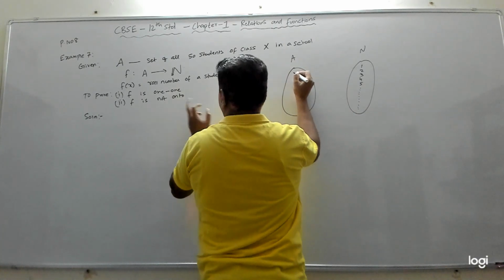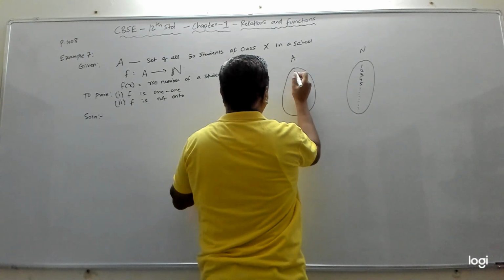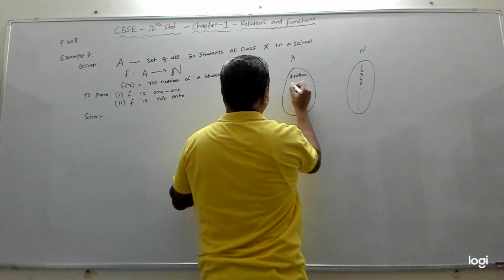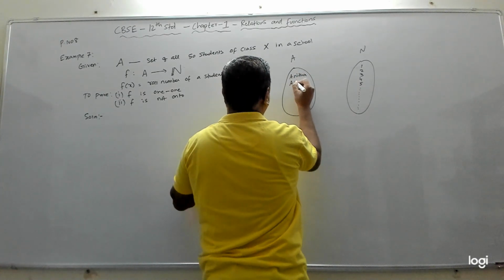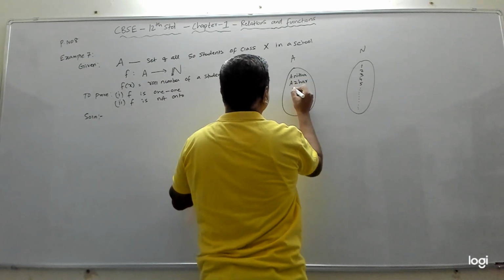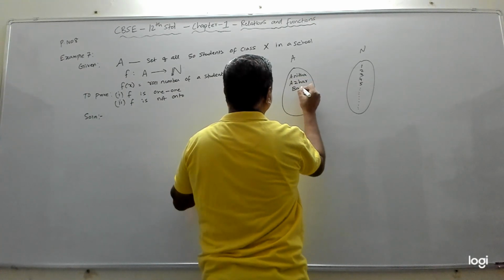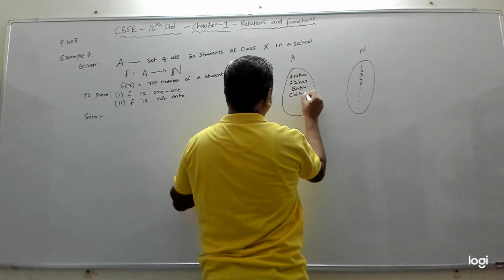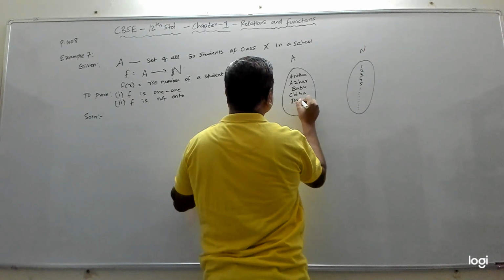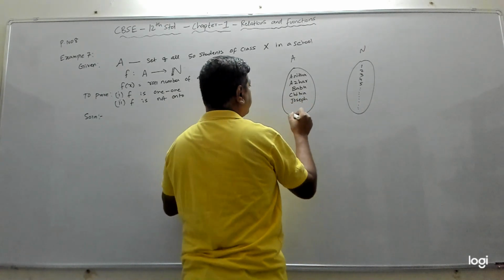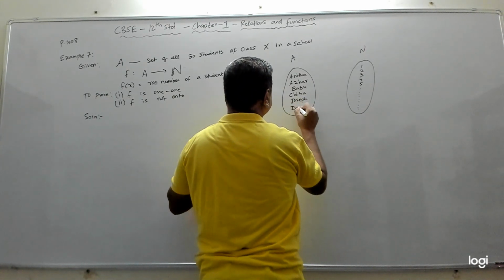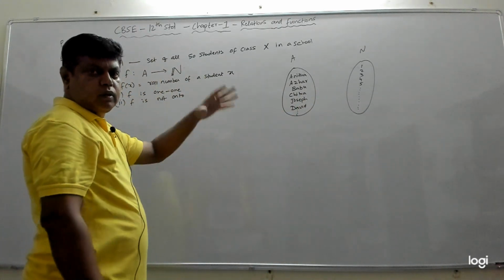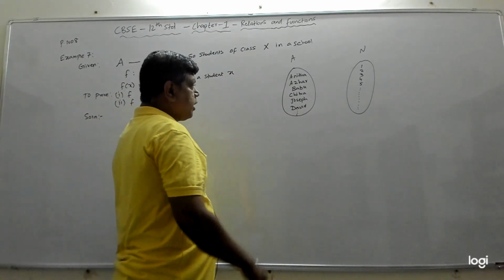It's the name of the student. Suppose one student is Anita, another student is Azar, say Babu, another student say Chitra, say Joseph is another student, David. So like that, there are many students. I'm not listing all. Suppose there are 50 students. They are in 10th standard.